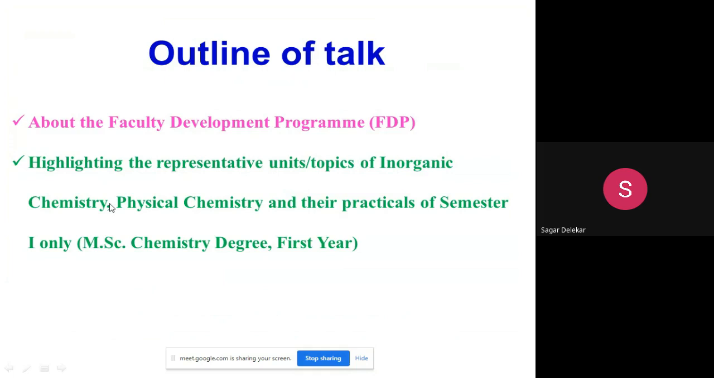If you have difficulty or constraints with the various topics or units of physical chemistry, you may contact experts from other universities, like Shivaji University, such as Professor G.S. Gokavi sir, who is one of the experts.